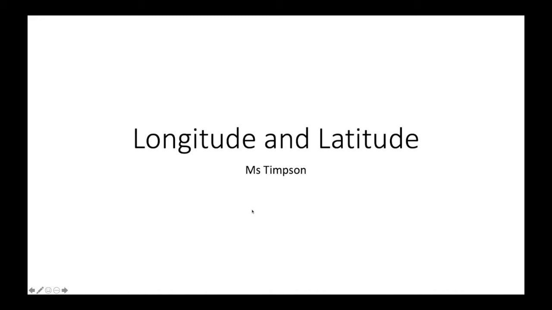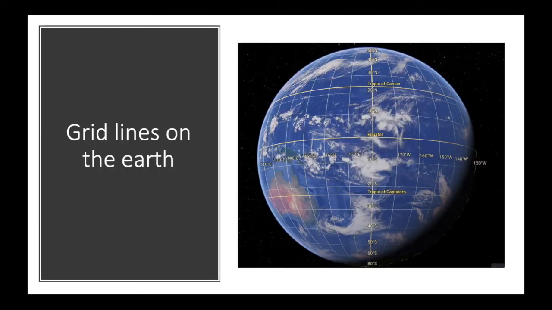Okay, so we've learned about grid lines and how they work. Now we're going to learn about longitude and latitude, which are actually the grid lines for the whole globe. Okay, so imagine the whole globe has lines over it. So they're imaginary lines, but they exist in theory.